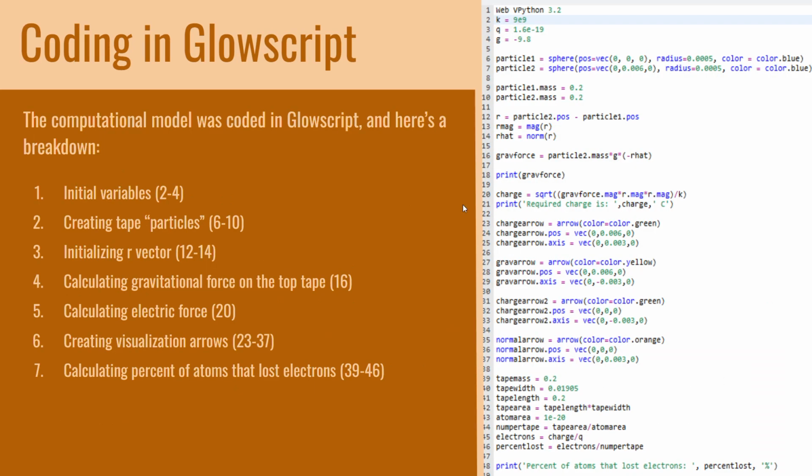For the coding in GlowScript, we can break that down here. Initial variables are on lines 2 to 4. Creating the tape particles was lines 6 through 10. Initializing the R vector between the tapes was 12 through 14. Calculating gravitational force on the top tape was line 16. Calculating electric force was line 20. The visualization arrows are the bulk of this, with lines 23 through 37. And then calculating the percent of atoms that lost electrons was lines 39 through 46. You can pause if you want to look at any of the code closer.